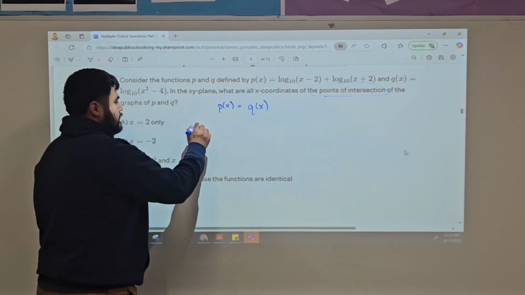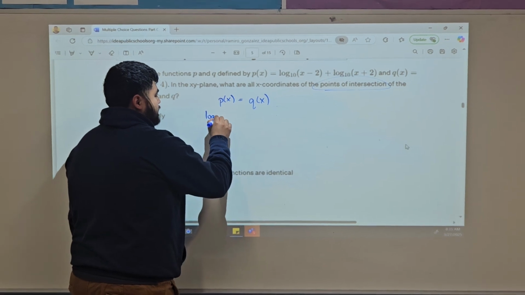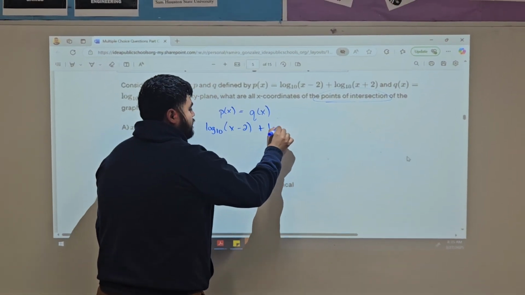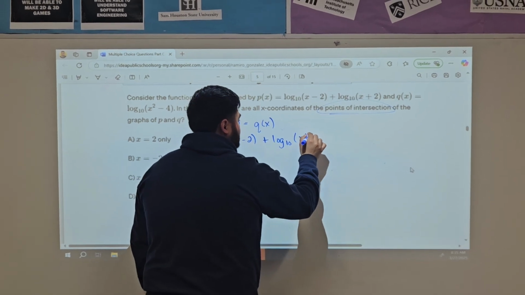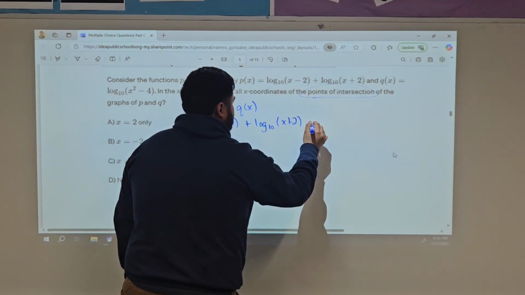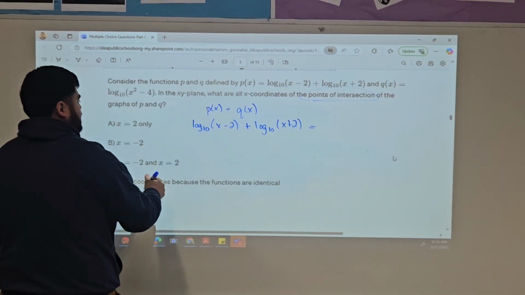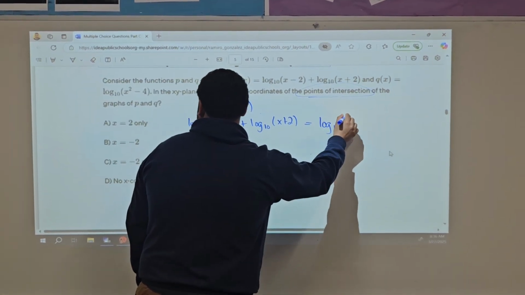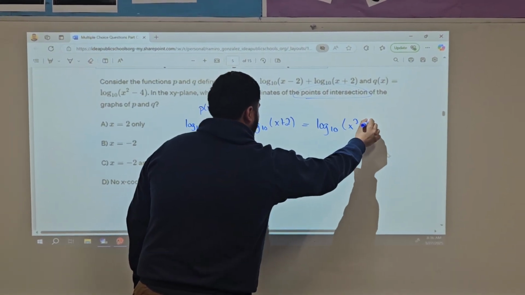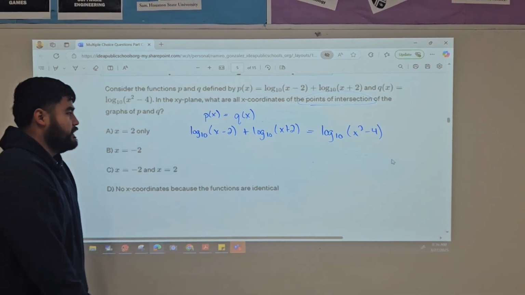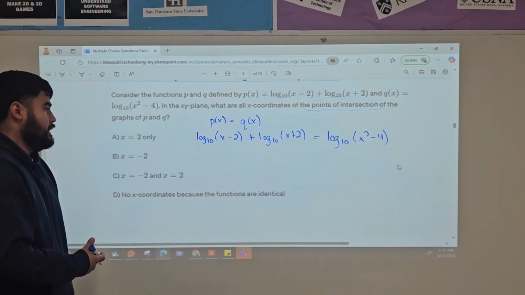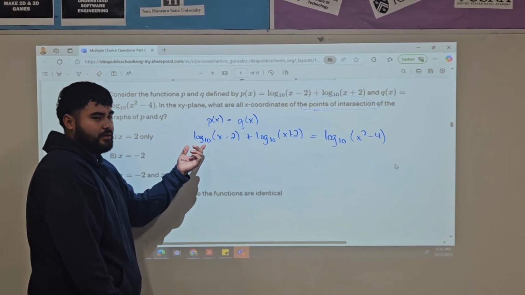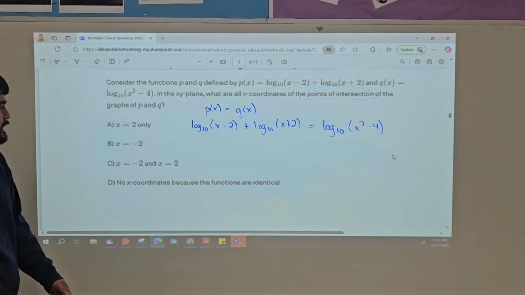So what do I have? I have log with the base of 10 of x minus 2, plus log with the base of 10 of x plus 2, equals q of x. So what's q of x? In this case, it's log with the base of 10 of x squared minus 4, right? So now that you have them equal to each other, you're going to notice that the 10 is showing. Usually with the log, the 10 doesn't show, but in this case, it's showing.